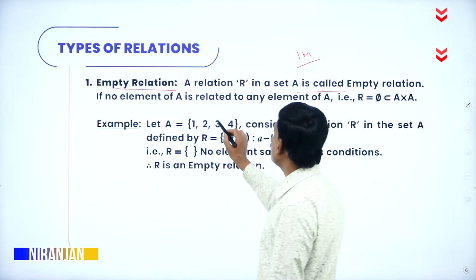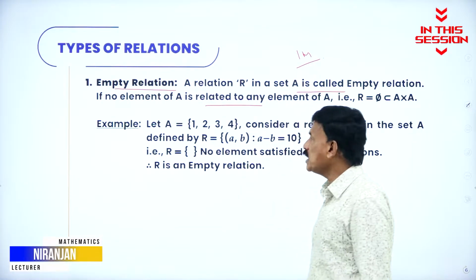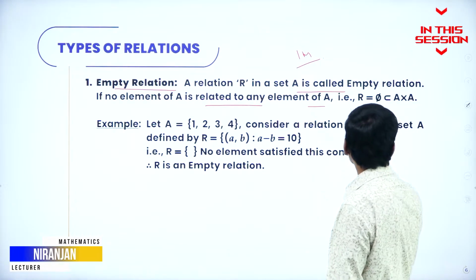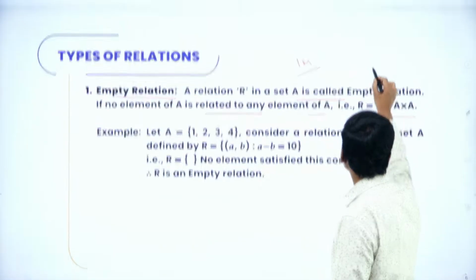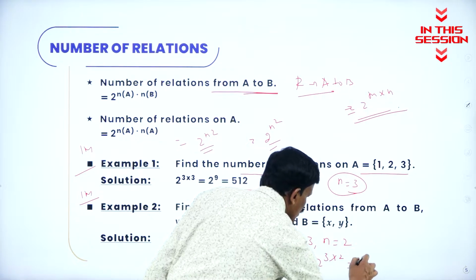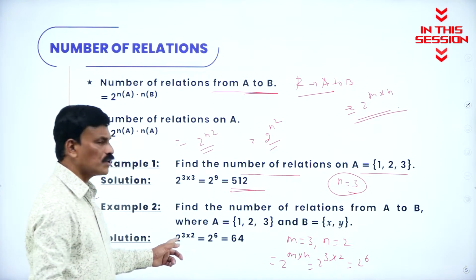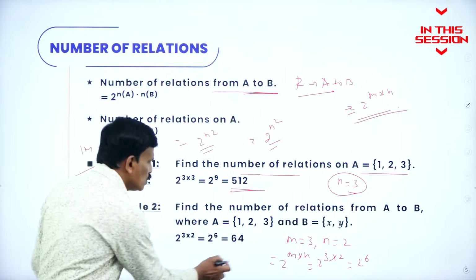If no element of A is related to any element of B, that is denoted as the null set. 2 to the power of 3 into 2 is 2 to the power of 6, that is equal to 64.